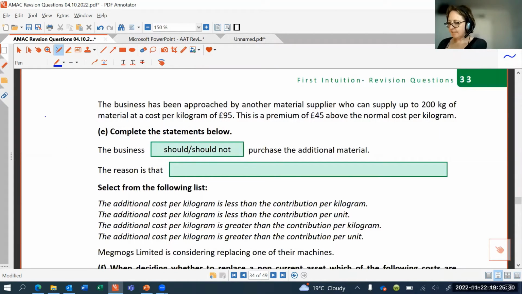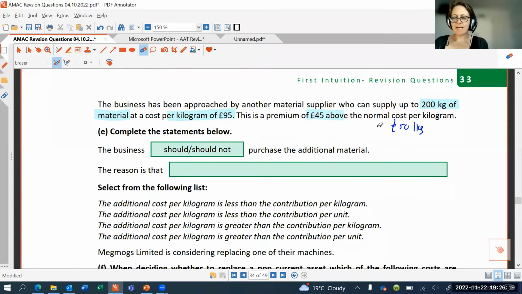Okay, part E then is where it starts to get a little bit more interesting. The business is being approached by another material supplier who can supply up to 200 kilograms of material at a cost of £95. This is a premium of £45 above the normal cost per kilogram. And we know that because the normal cost is £50. So they now want to charge £45 extra, so £95 per kilogram. And the question is, should the business purchase this extra material? And we've then got to give a reason for that.